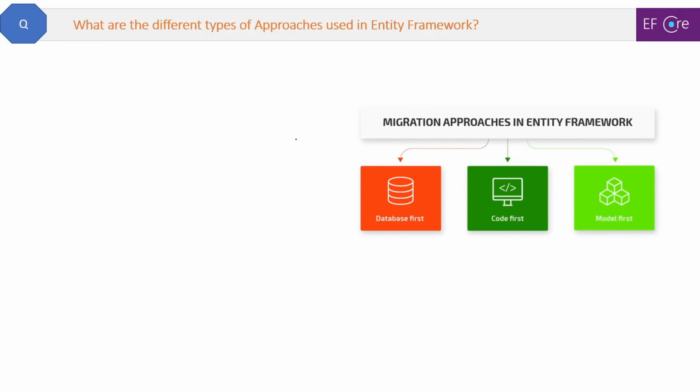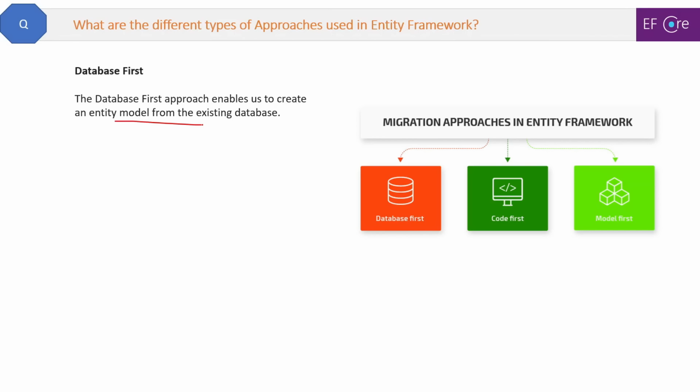What are the different types of approaches used in Entity Framework? It is a question that has been asked many times, and these are the three approaches in which you can use Entity Framework in your application. First is the database first approach. The database first approach enables you to create an entity model from the existing database, meaning you already have the database, now you want to create the model, then you will be using the database first approach.